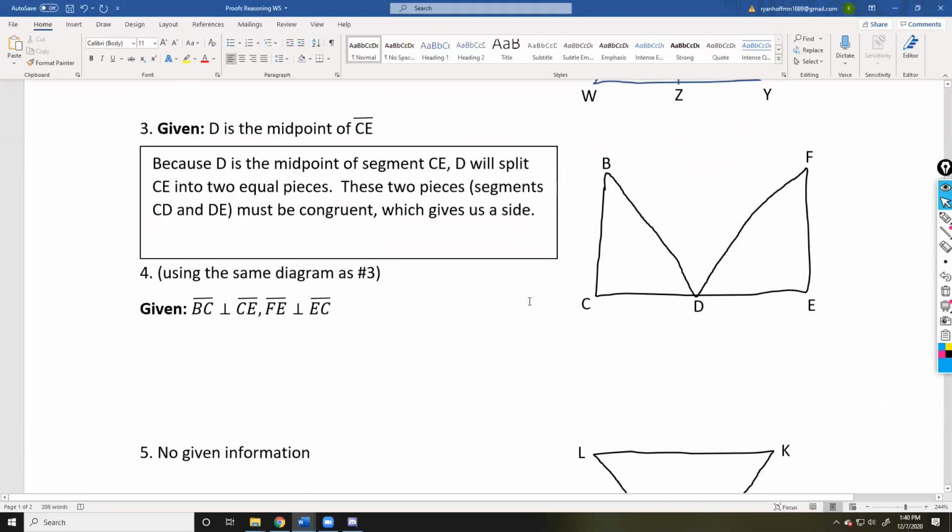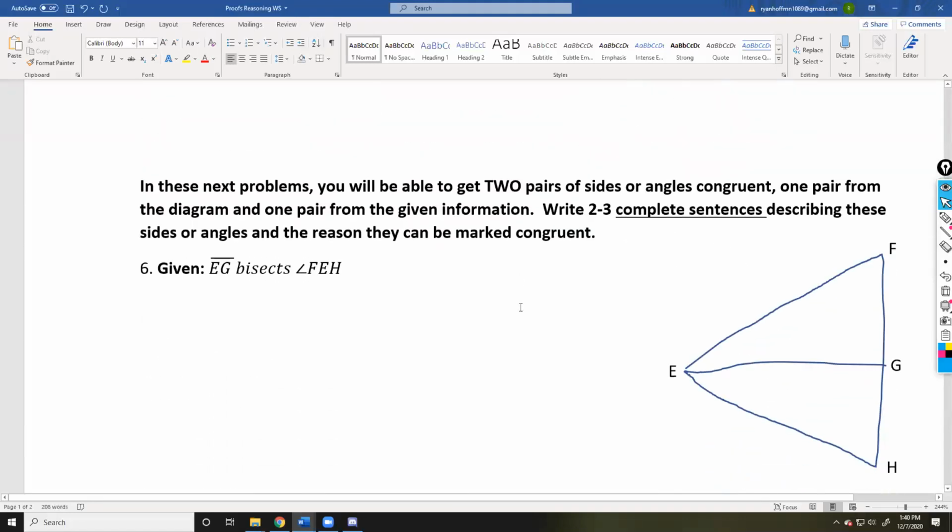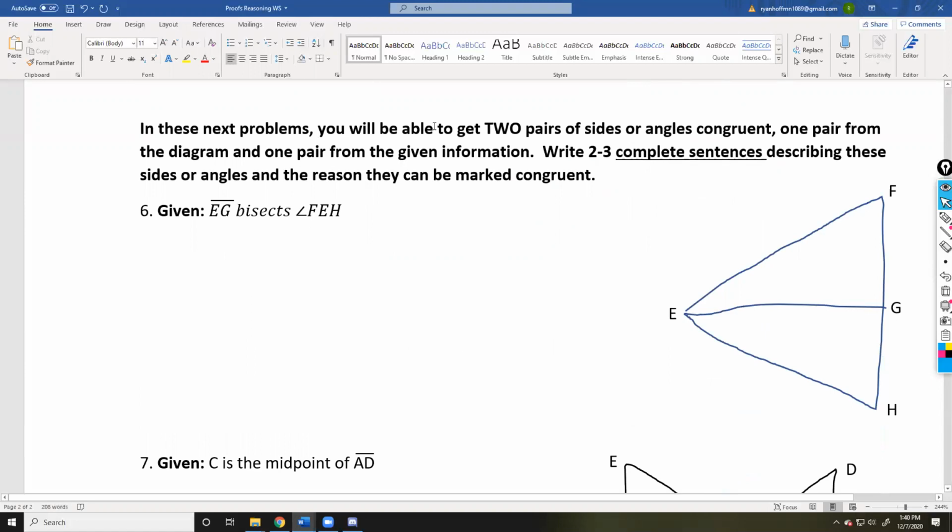Then I'm ramping it up a little bit on the back side. In these next problems, you'll be able to get 2 pairs of sides or angles congruent. I'm giving you a piece of information that you'll be able to get a pair of sides or angles from, and then you'll also have a piece of information in the diagram that you'll be able to get. So you should have 2 different sentences there, 2 different things that you're explaining. One is off the given information, and one is off the diagram.